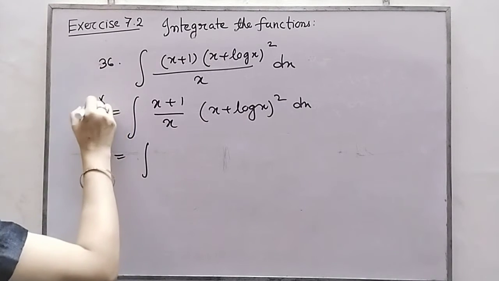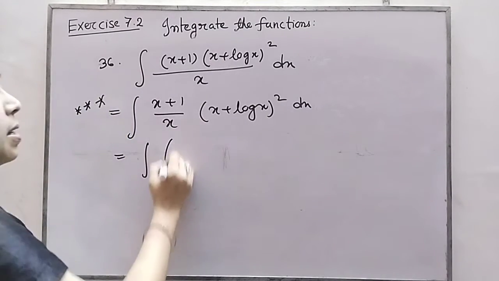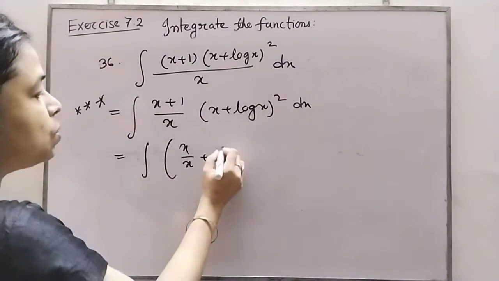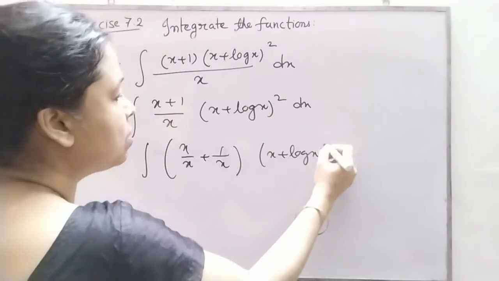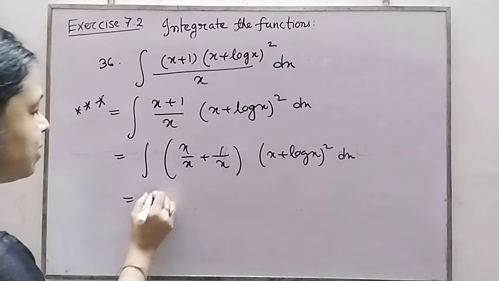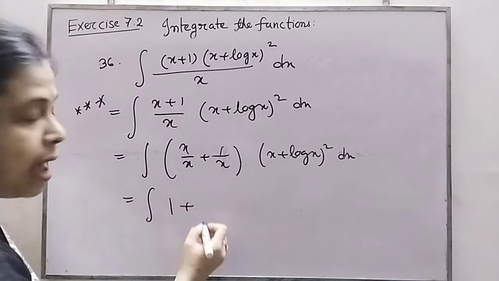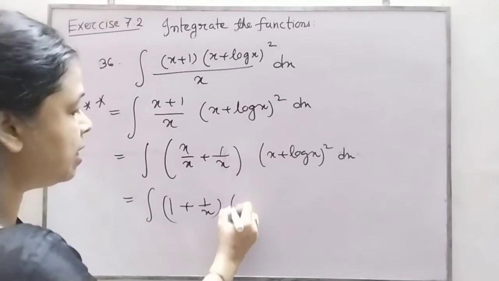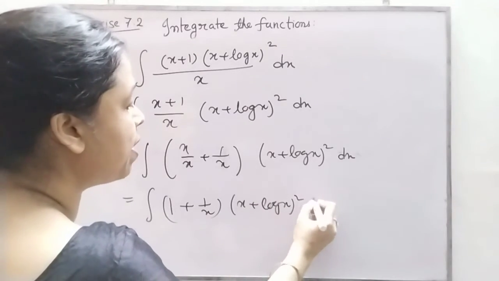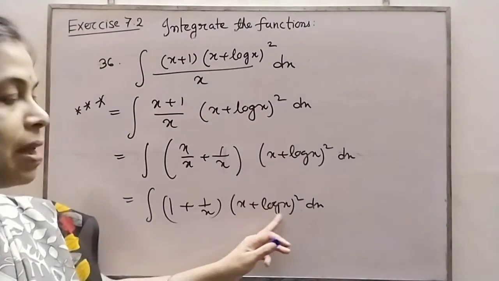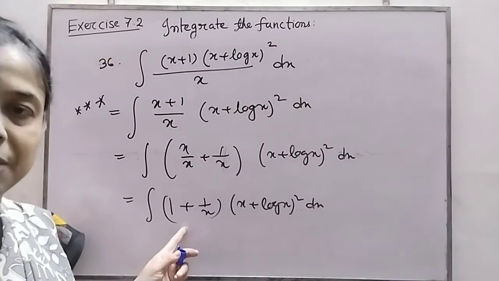Then you see, term-wise let us derive. This step you try to remember. This is (x by x plus 1 by x) into (x plus log x) whole square into dx. x by x gives you 1, plus 1 by x, into (x plus log x) whole square into dx. Now you see the derivative of x plus log x is this one. It is present in the integrand.